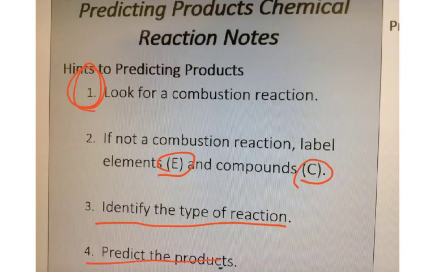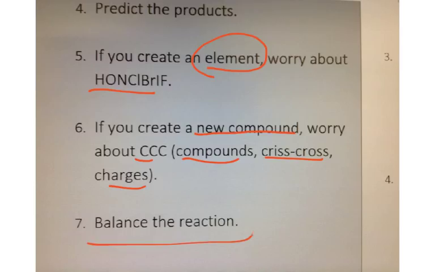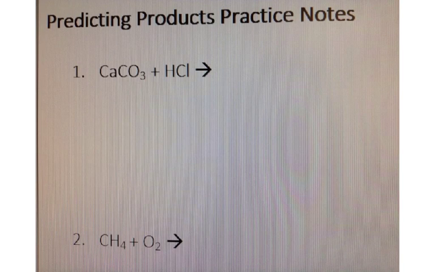Okay? So after you've predicted the products, once you realize what's going to happen, you need to realize that if you ever create an element, remember you have to worry about the Hunkelbriefs, just like when we were writing out the equation. And if you created a new compound, you're going to have to worry about CCC, or the compounds, crisscross, and charges. After you've written out the chemical reaction, the last thing you're going to need to do is balance it so that you follow, once again, the law of conservation of mass. All right, so let's go straight at it.